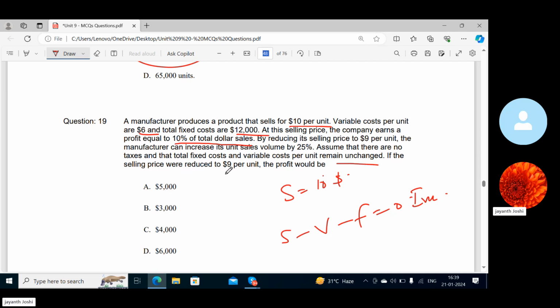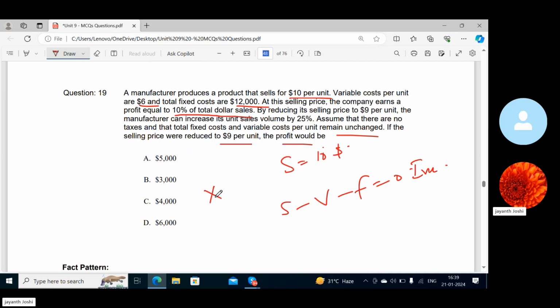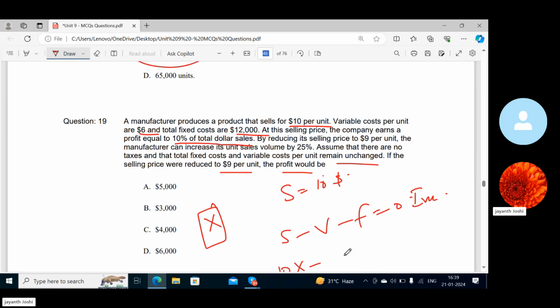If the selling price were reduced to this, the profit would be, they are asking, right? I understand what is the profit, but before that we want to know the number of units they are selling, correct? So we don't know the number of units, we will take X. So 10X, selling price into number of units, minus variable cost is how much? 6X. It's clearly given here. Fixed cost is 12,000, is equal to the target, which is 10% of dollar sales.